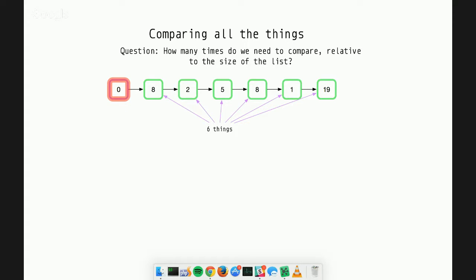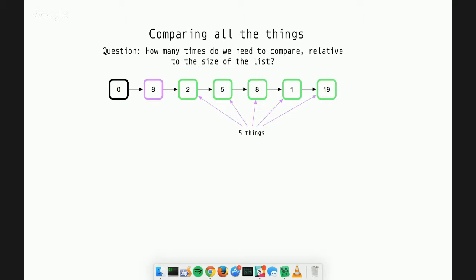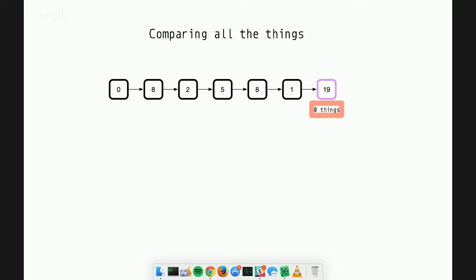So if we're starting at 0, we need to compare 6 things. We're just going to do a little bit of short analysis here on how much work we need to do in order to accomplish this goal. So first we have 6 things. We move on to the next element. We've got 5 things to compare. And we're going to keep doing this. We're going to keep stepping through the list and comparing it to all of the elements after it, until we get to the last element and we have 0 things to compare.